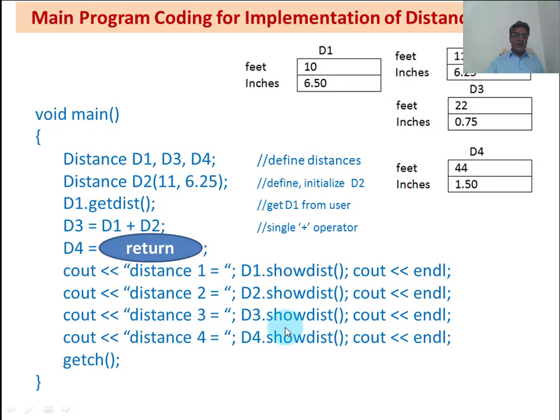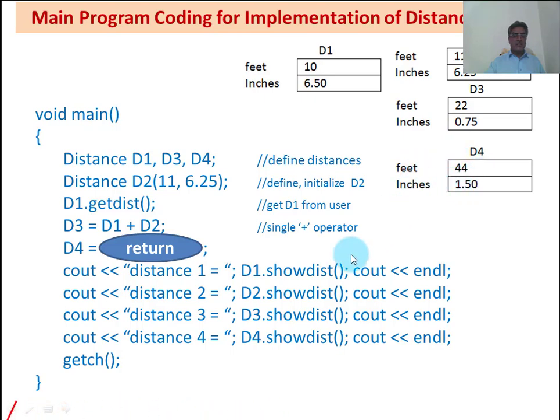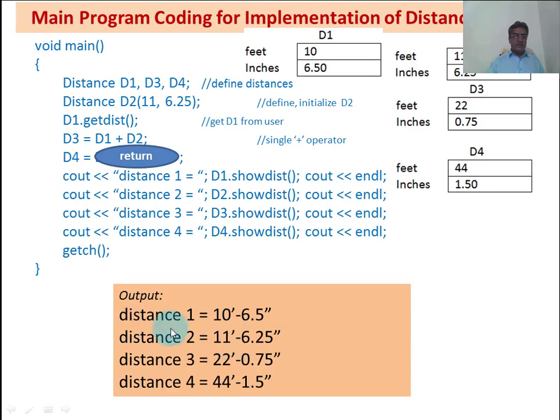In the fourth line of this main program, d4 will call the showDist function, and showDist will display the value in the memory of d4. The memory of d4 here has 44 as the feet and 1.5 as the inches. Now we see the output of these 4 lines. Next slide. Here you may see this one is equal to 10 feet 6.5 inches.